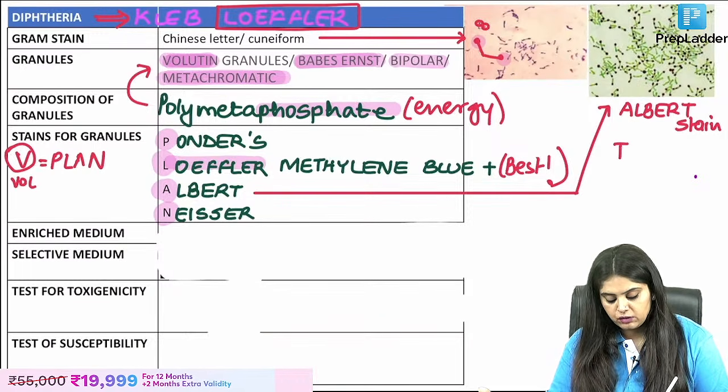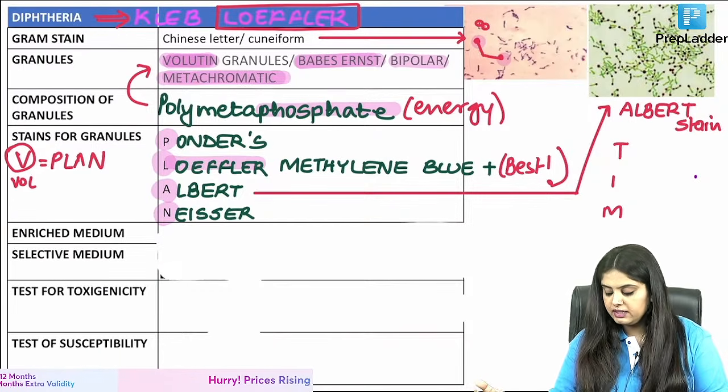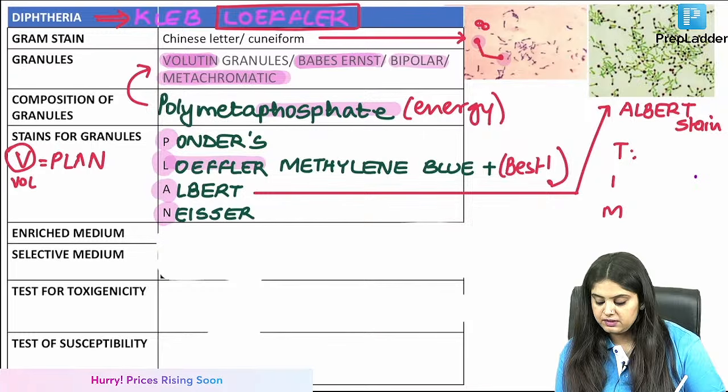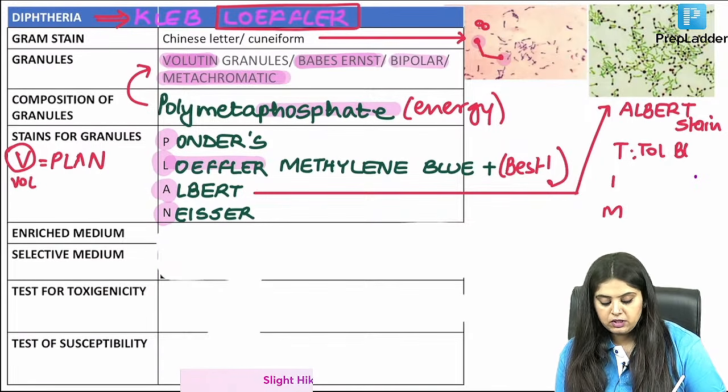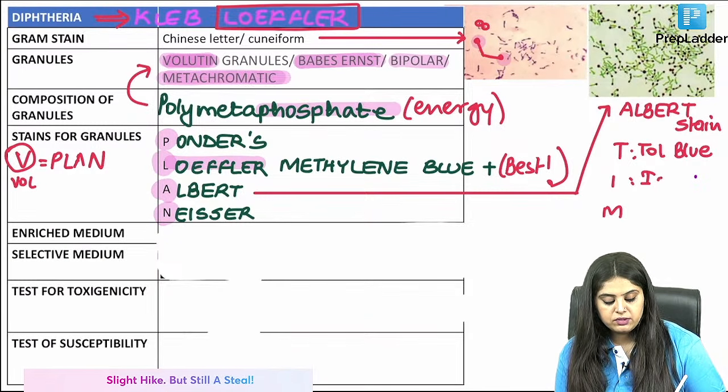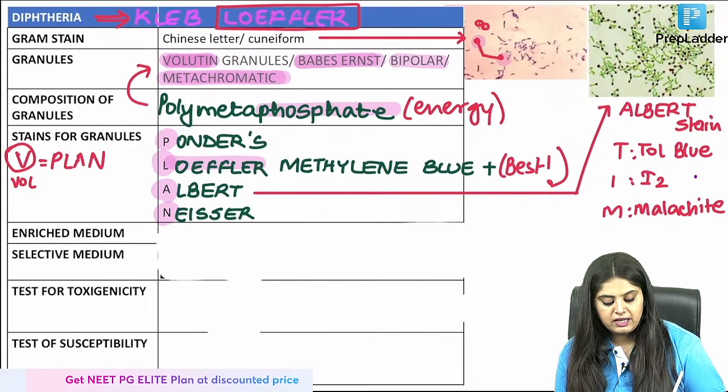Have you started using that song? Do I have to remind you? Everyone started writing, tim tim tim. Yes, what is tim tim tim? Number one is going to be toluene blue, then iodine, and then malachite green. No one will ask me this question.